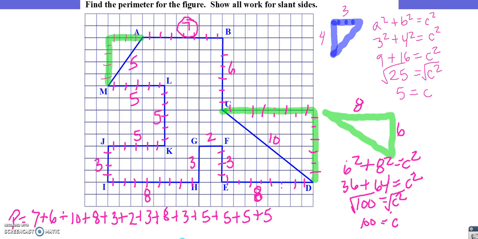That takes me back to my 7, so I know that I've gone far enough. And we did not include any of the green sides. Those were not in the original image. And so we just pick up our calculator, we add all of those together, and we get 70 units. Perimeter will just be units, not units squared.